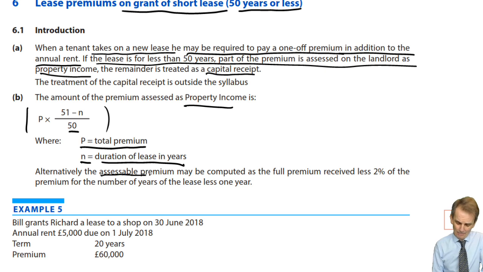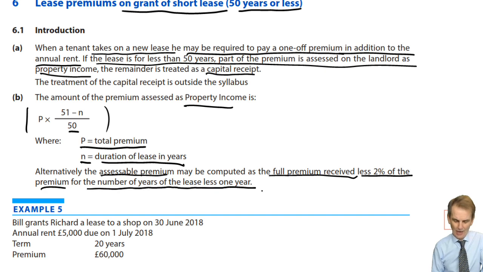You can do it another way. The assessable premium may be computed as the full premium received, obviously again the first figure they give you in the question, which is then reduced by 2% of that premium for the number of years of the lease less 1 year.